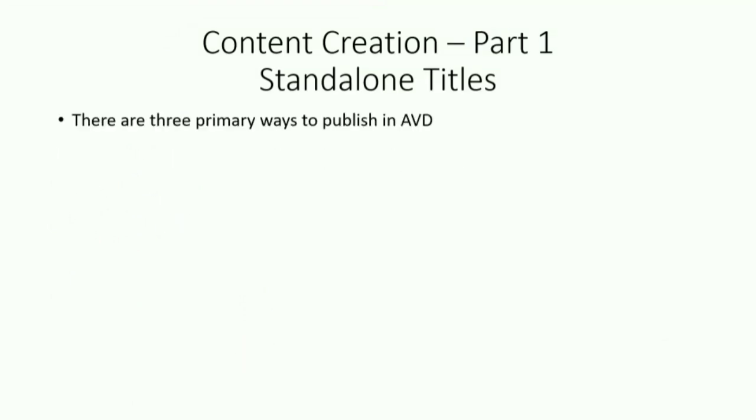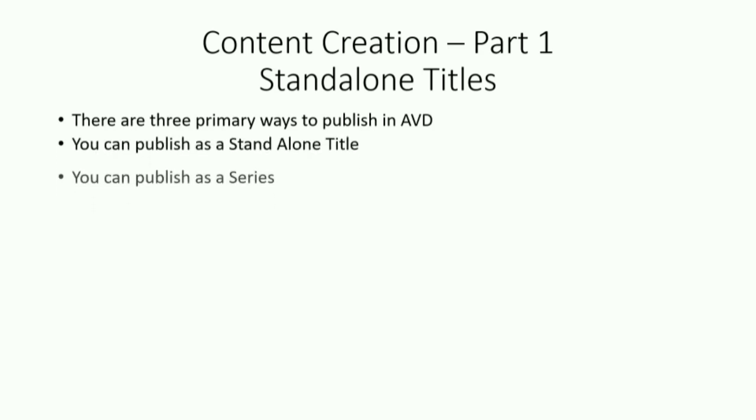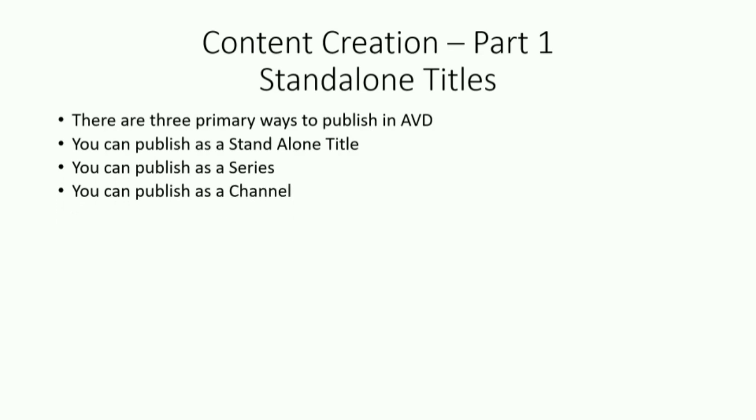There are three primary ways to publish in Amazon Video Direct. You can publish as a standalone title, as we've just seen. You can publish as a series, and you can publish as a channel. Now the standalone title is, as it says, one volume or one video.